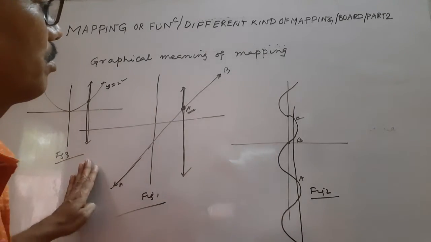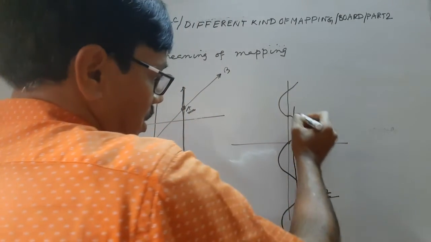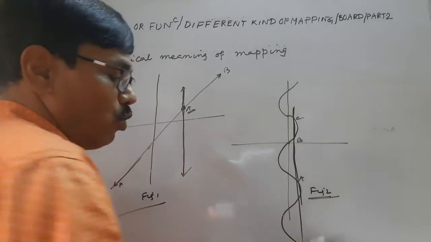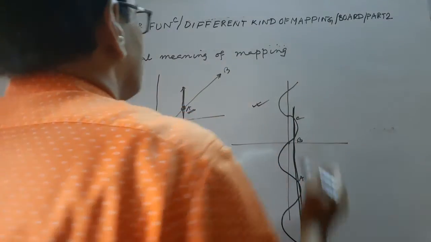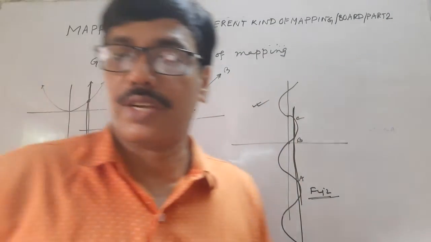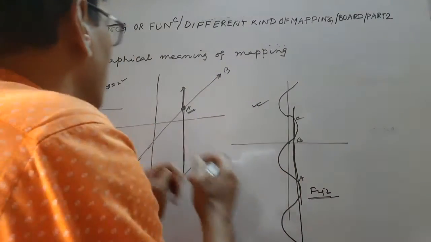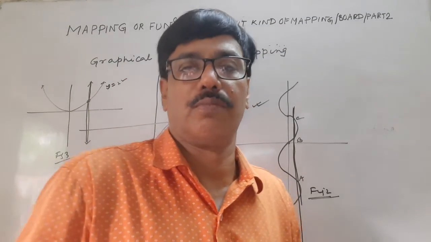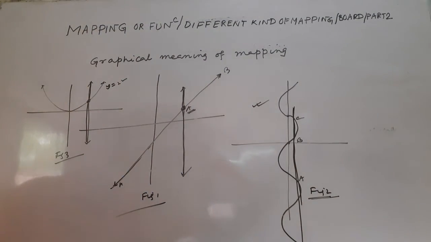So it is a mapping. But for figure 2, look, for this type of graph, this vertical line cuts it at more than one point. So it is not a mapping. This type of problem may be asked as an MCQ in the board exam: which one is a mapping? Suppose 4 figures are given. So this is the graphical meaning of mapping.